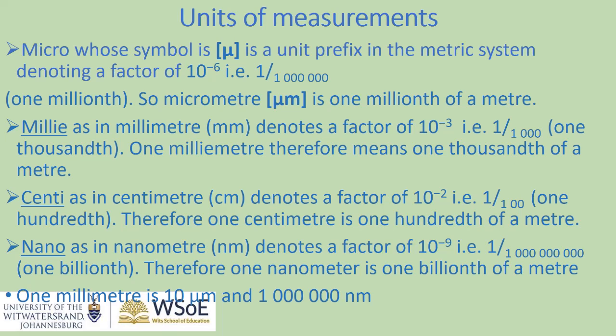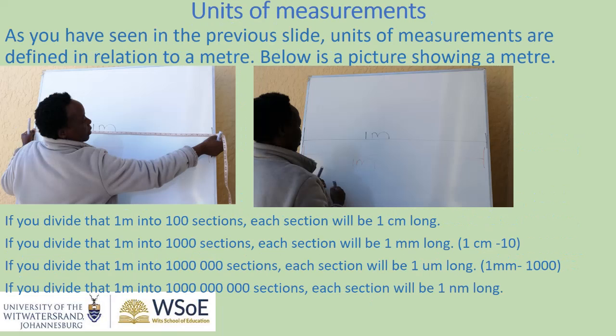And then nano is 1 billionth of a meter. What do we mean by this? Saying 1 millionth of a meter, 1,000th of a meter, 100th of a meter, or 1 billionth of a meter. So I thought I should just give you a visual of a meter. So here I measured on a whiteboard a meter.